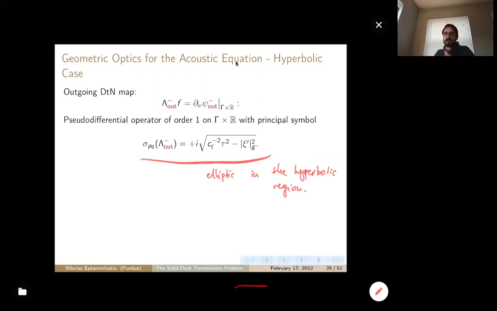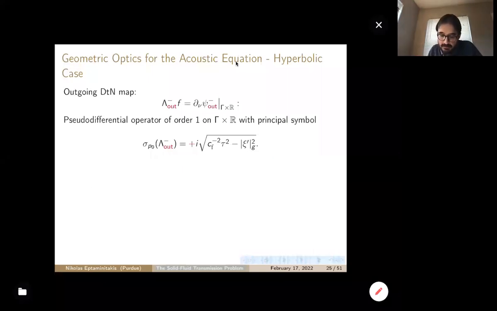So up to now, we're looking at trying to construct an outgoing parametrix for the fluid. And if we have the wavefront set of the Dirichlet data on the timelike hypersurface in the hyperbolic region, then we can do that. So we can solve the eikonal equation, and we can construct the parametrix.